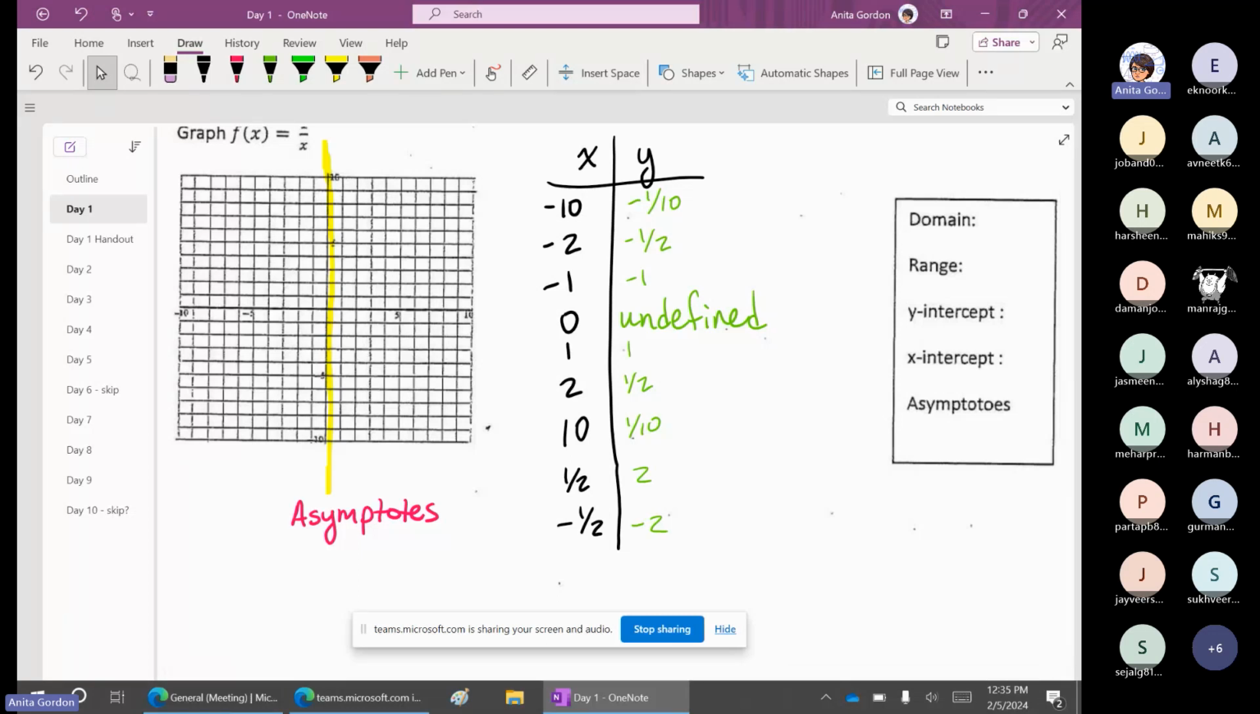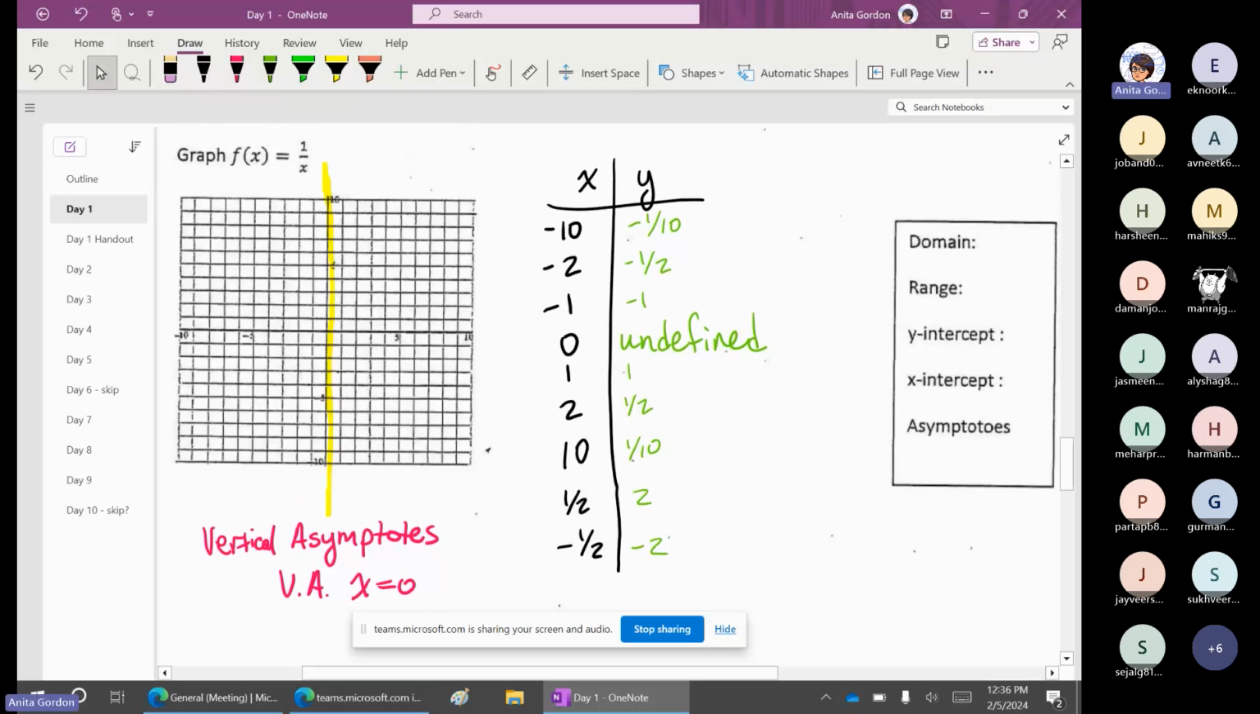And because this is a vertical line, this is a vertical asymptote, and from now on, I'm not going to write this word because I'm a mathematician and I like symbols better. This is going to be called our VA. Our vertical asymptote is x equals 0. Cannot happen. Okay? Now, is it possible for y to be 0?